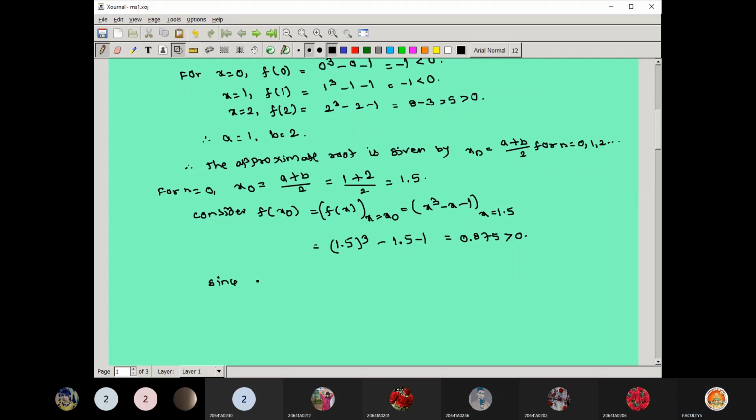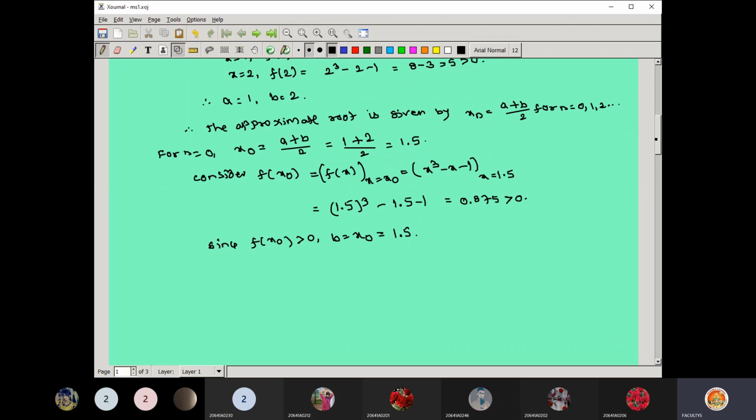Since f of x naught is greater than 0, when it is greater than 0, b is changing. So b equal to x naught. Your x naught value is nothing but 1.5 and there is no change in the a value. Now you directly calculate your next approximate root.